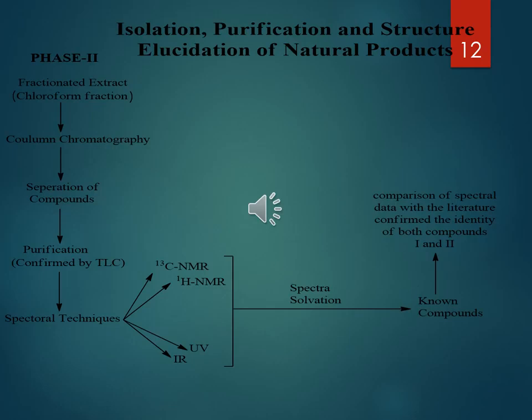When the confirmation is confirmed, then the pure compounds are submitted to spectral techniques. Spectral techniques are a tool useful to elucidate or determine the structures of known or unknown compounds. Spectral techniques consist of C13 NMR, proton NMR, UV, IR, HMBC, HMQC, NOE, COSY, and MALDI techniques.